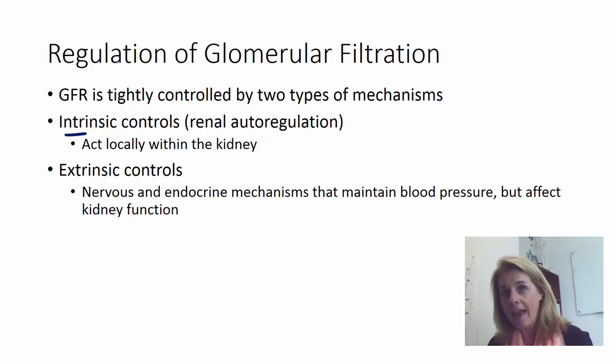The other one are the extrinsic controls, and this is where the nervous system and the endocrine system play a role in maintaining GFR as a means to regulate blood pressure. Okay, that's kind of the main reason that they're going to be involved, is to change how much water your kidneys are getting rid of or holding on to, because we know that the volume can affect blood pressure, right? So the amount of water in your body affects your blood volume, which affects your blood pressure. So this can regulate GFR either at an intrinsic level or an extrinsic level. And we're going to walk through both of these processes today.